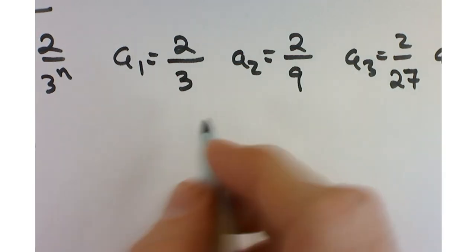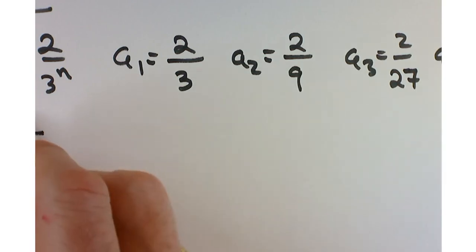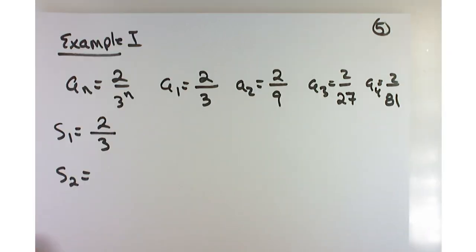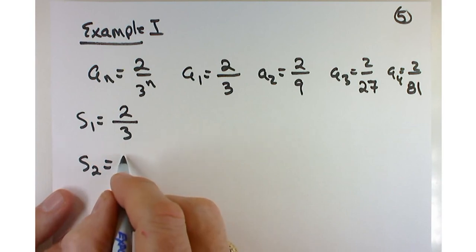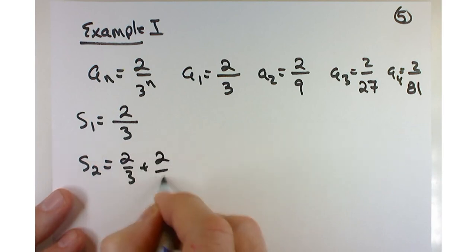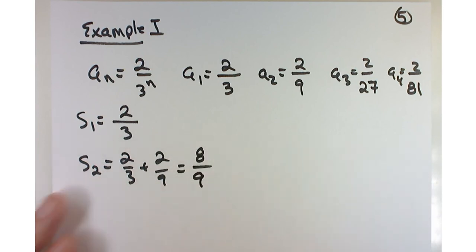S sub 1 you should be able to do pretty easily, right? 2/3. Do you think we could just put it in our calculator and go to fraction? Well, let's make sure we put the right things into our calculator. S sub 2 is gonna be what? 2/3 plus 2/9. And when you put it into your calculator, that's gonna give you 8/9.